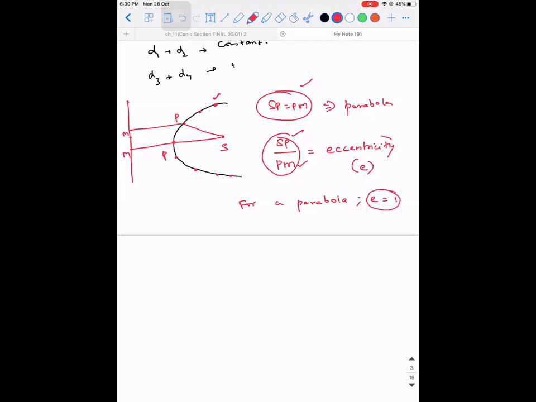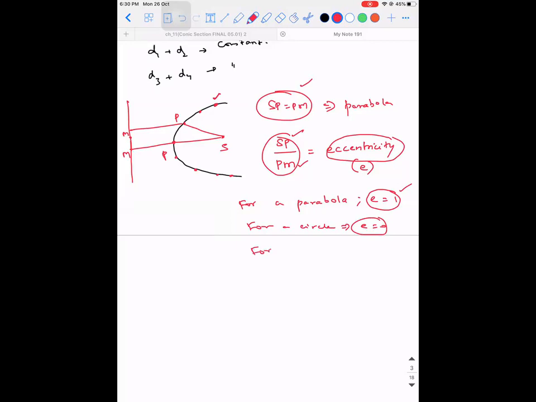If this word sounds so tough to you, it is very simple. Eccentric means something that is deviating from a circular shape. Some people call it eccentric also. Here we pronounce it as eccentricity. So E is equal to 1. Similarly, for a circle, it will be 0, because a circle is not eccentric, it's a perfect round shape.